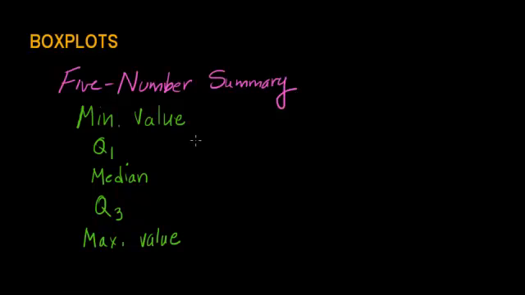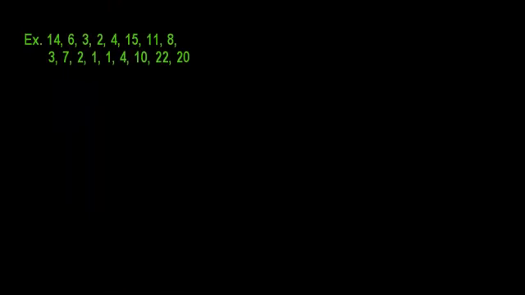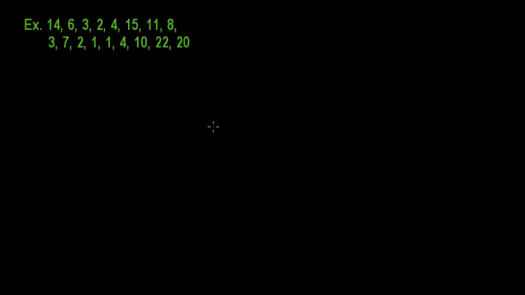A box plot is a graph that uses this 5-number summary to display the data and give us a visual representation of the data. So let's look at an example. Okay, so here we have a data set. Let's see, and how many in our data set? 1, 2, 3, 4, 5, 6, 7, 8, 9, 10, 11, 12, 13, 14, 15, 16, 17. So our sample size here is 17.